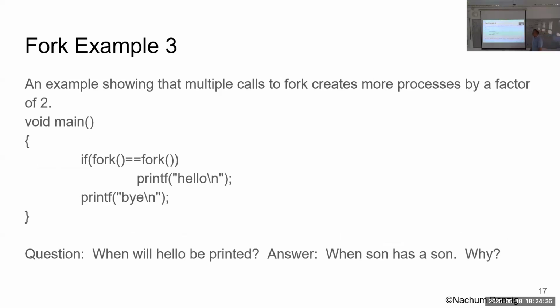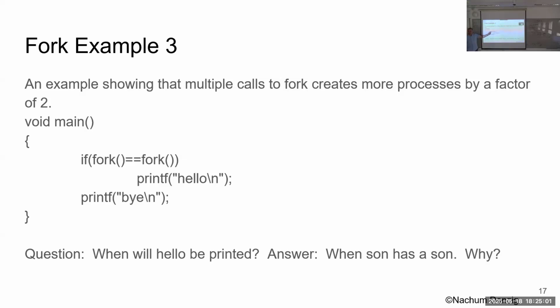Now, what about this case? This is a great one. Here I have an example showing that multiple calls to fork creates more processes by a factor of 2. Look at this. If fork equals fork. How many processes will get created in this? In this case, how many processes get created? Or how many processes total are running by the end of this?